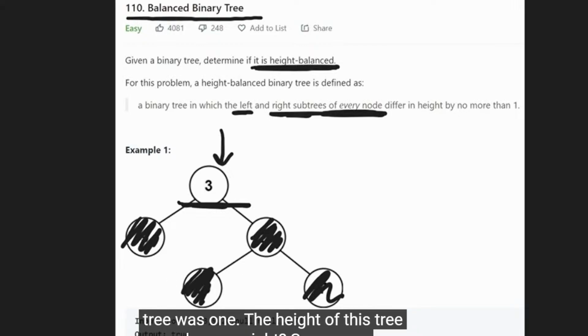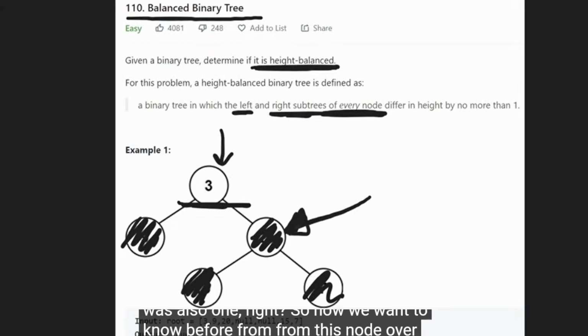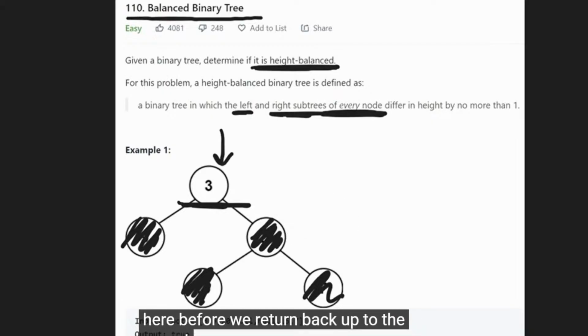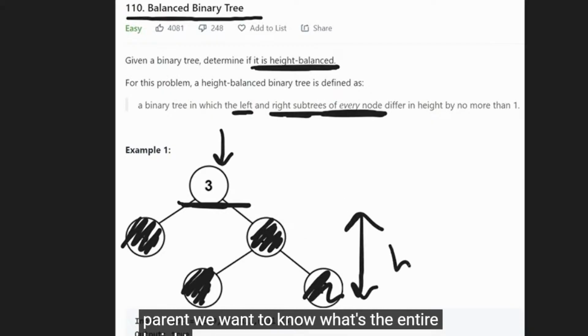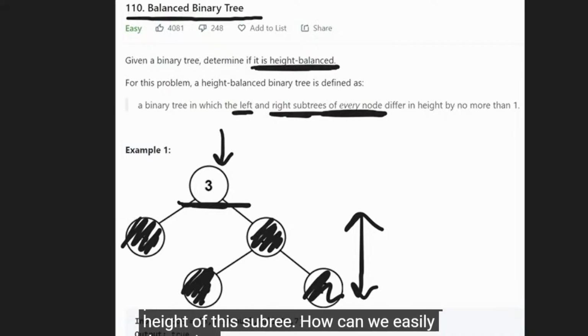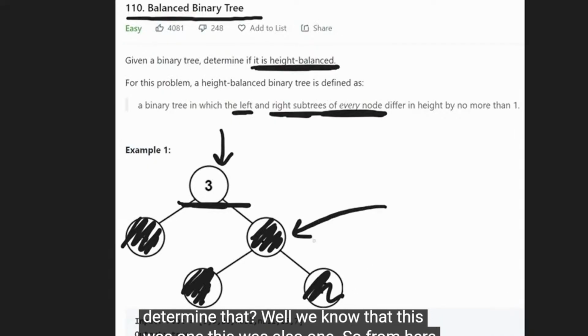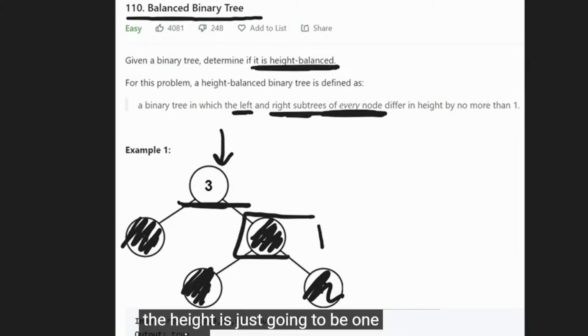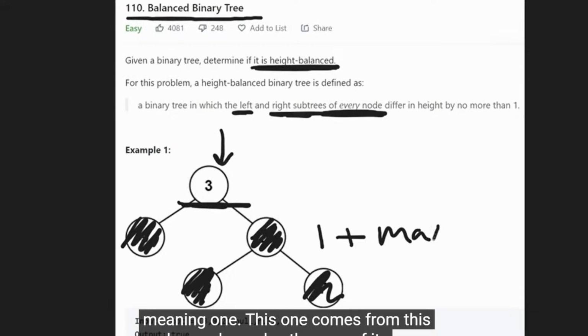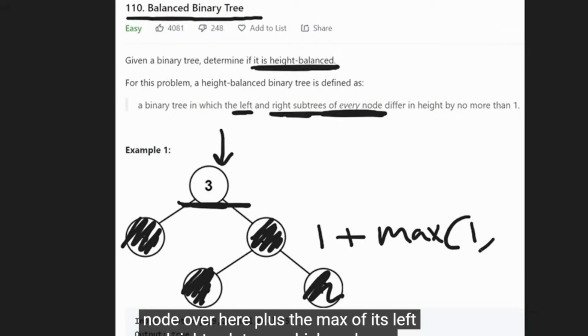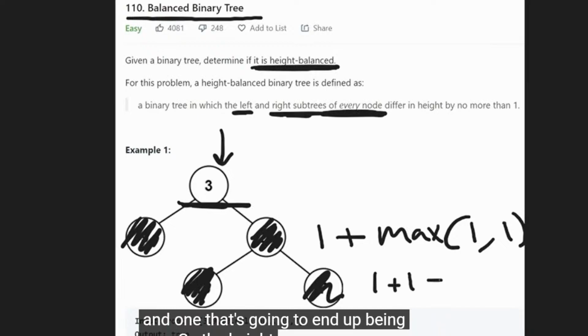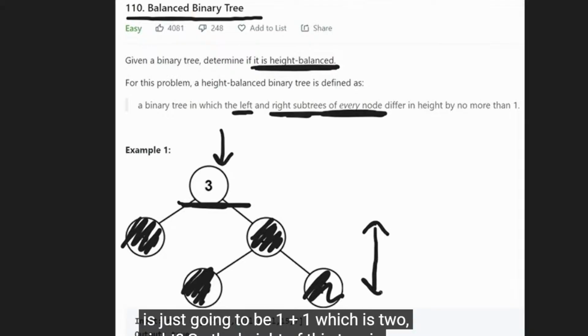So now we want to know, from this node over here, before we return back up to the parent, what's the entire height of this subtree. How can we easily determine that? Well, we know that this was 1. This was also 1. So from here, the height is just going to be 1, meaning this 1 comes from this node over here, plus the max of its left and right subtrees, which we know are both 1, so we can take the max of 1 and 1. That's going to end up being 1, so the height of the overall tree is just going to be 1 plus 1, which is 2, right? So the height of this tree is going to be 2.